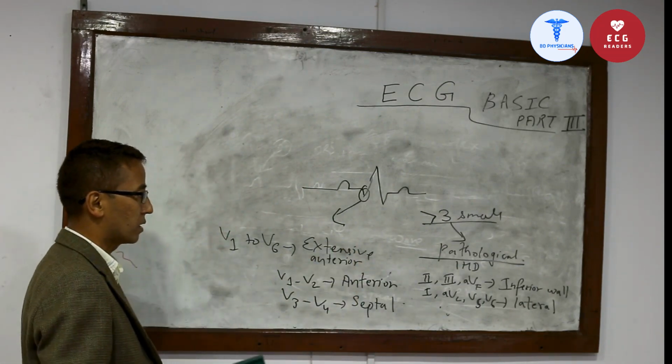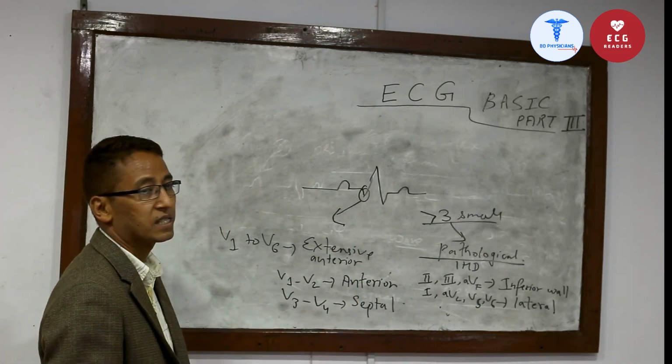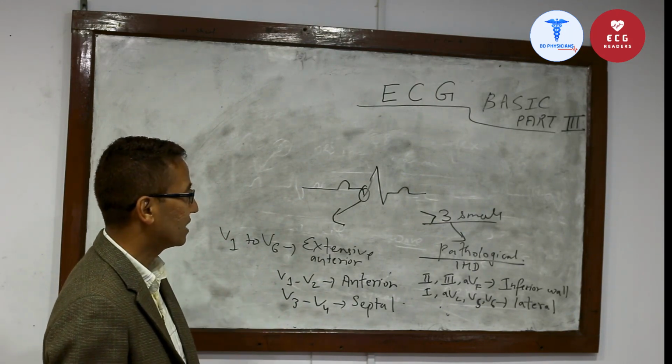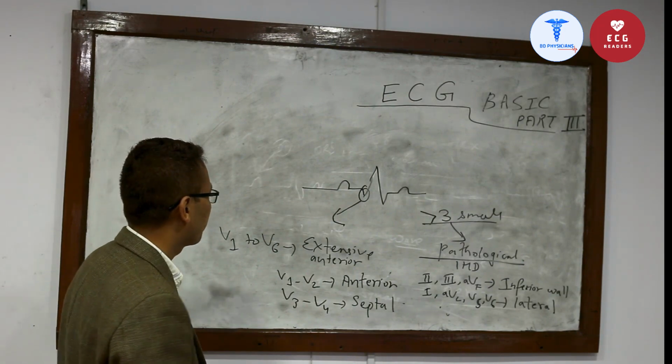So pathological Q according to the site represents which wall MI. According to the lead, it represents the site of the MI.